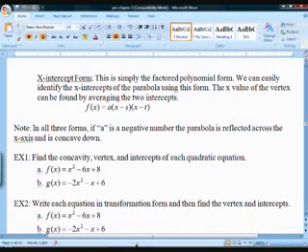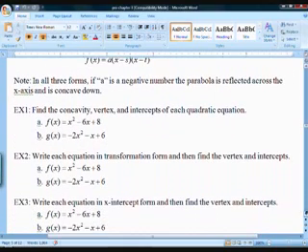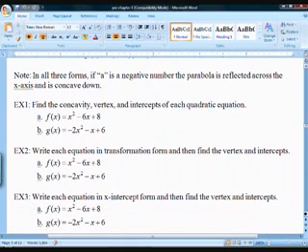All of this is just showing you pretty much 3 different ways of doing the exact same thing, all depending on what it looks like. It saves time if you know all 3 ways, because then whatever the equation looks like, there's an easier way to find it based on that. Note, in all 3 forms, if a is negative, the parabola is reflected across the x-axis and concave down. So a positive a, hopefully you remember that from last year. Positive a is concave up, negative a, concave down.